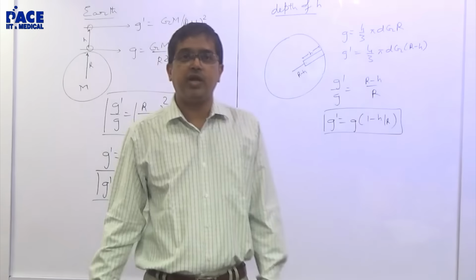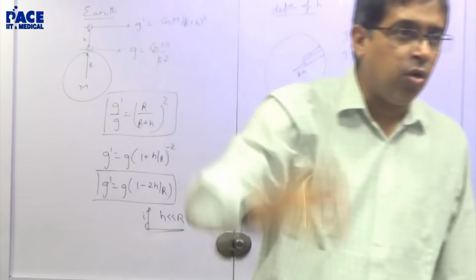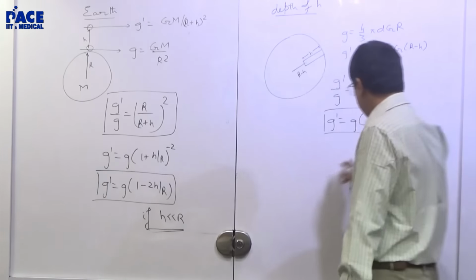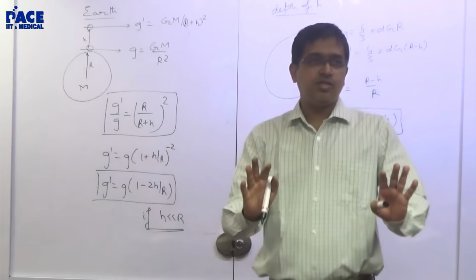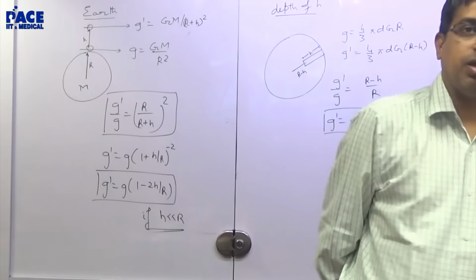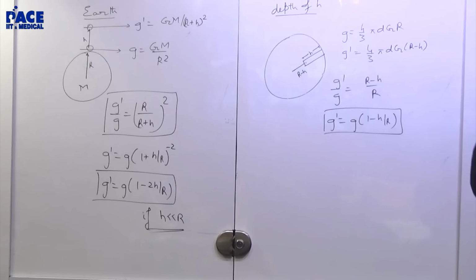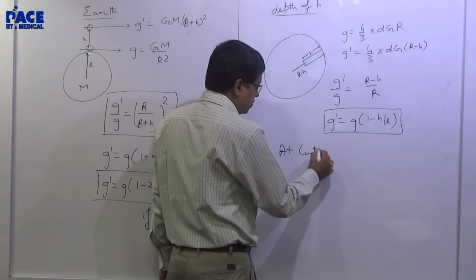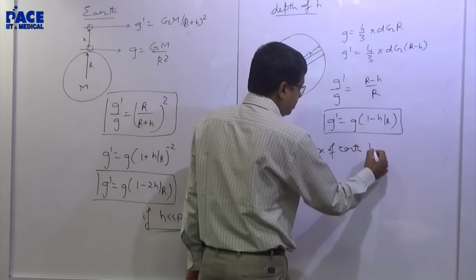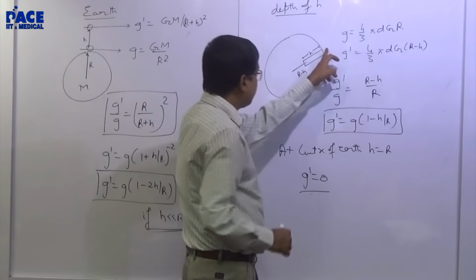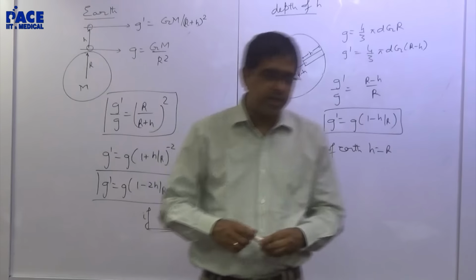Variation of acceleration due to gravity from the surface of earth, above and below. That means even when I go up, it will decrease, and even when I go down, it will decrease. Hence G is maximum on the surface of earth. When we put h equal to R, at the center of earth, h is equal to R because h is taken from the surface, and G dash will become 0. On the surface of earth, h will be 0. If h is 0, G dash is G.